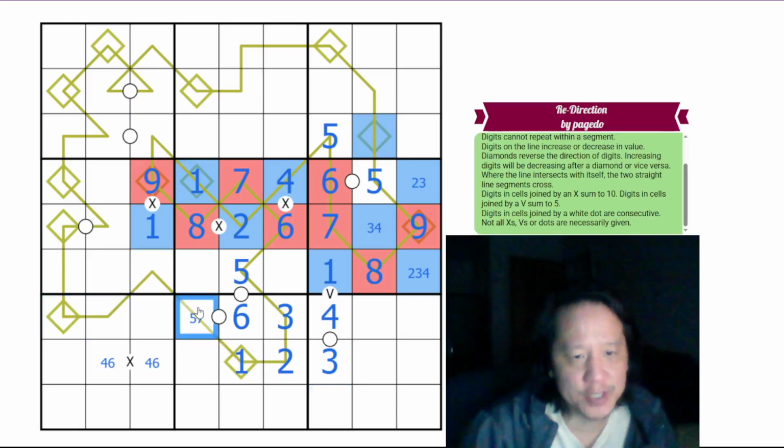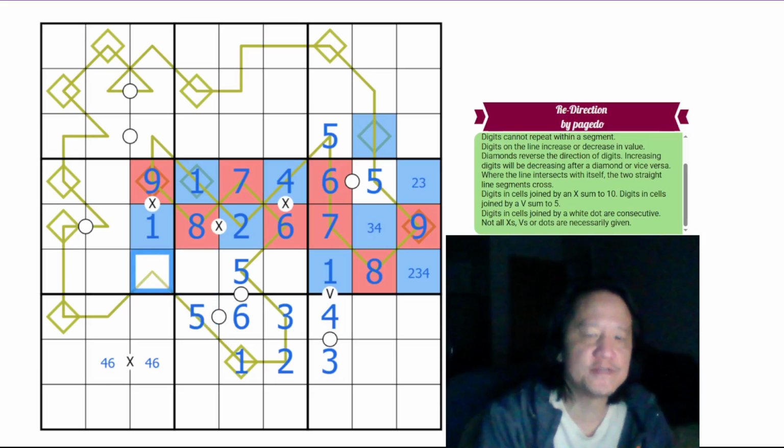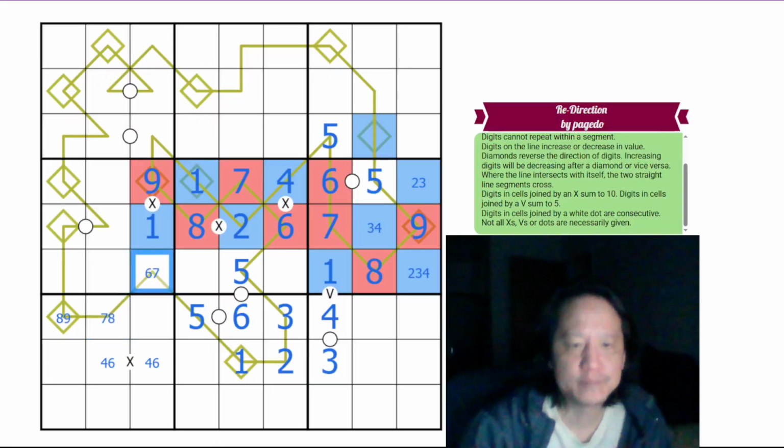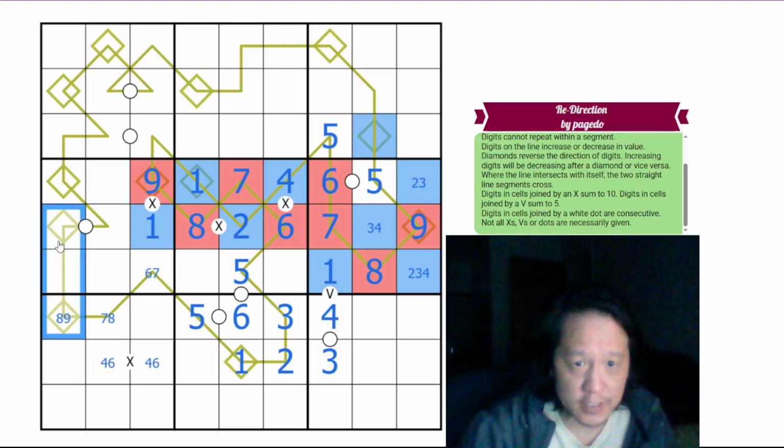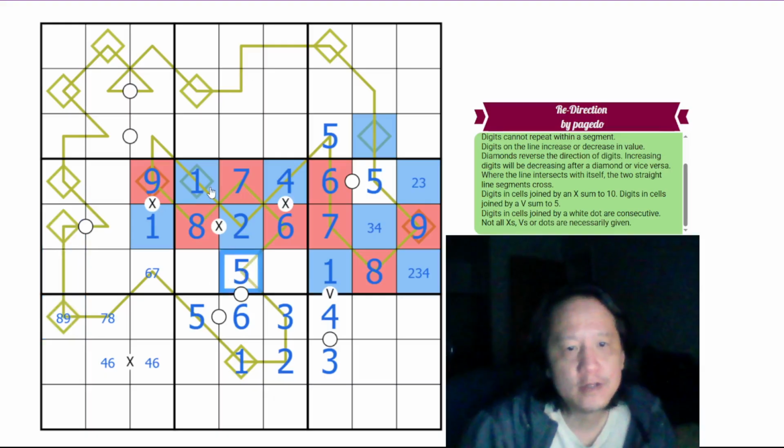If this were 7, this would have to be at least 8, at least 9, at least 10, which is not possible, so this can't be 7. This is 5. This must be greater than 5, so it's at least 6, at least 7, at least 8. At most 9, at most 8, at most 7. So this is decreasing from there. This could be any digit from 2 through 8.